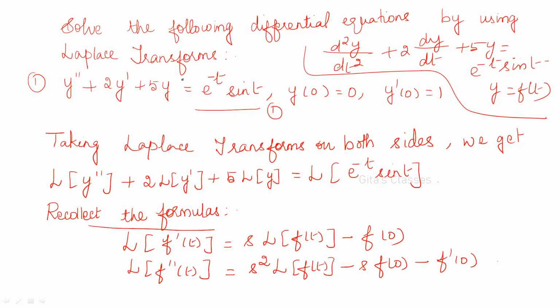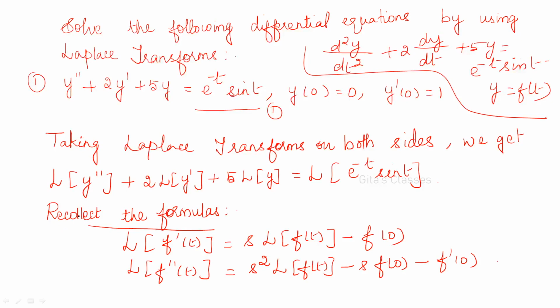So taking Laplace transform on both sides, and y double dash, y dash and all, you expand using the Laplace transform theorems and collect all the terms of L of y, and y is equal to find the inverse Laplace transform. That is the procedure. Okay. So taking Laplace transform on both sides, we get L of y double dash is equal to.